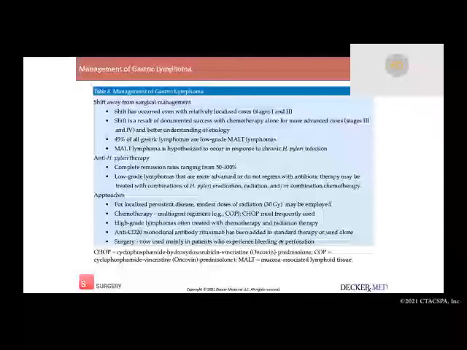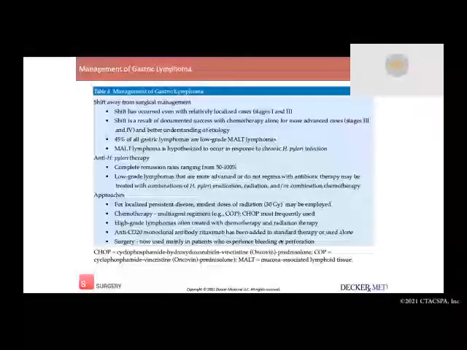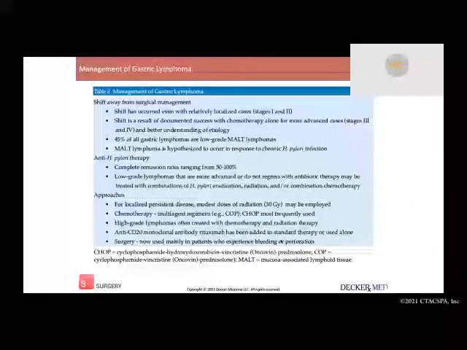The only time that you do surgery is if you have someone who's perforated or bleeding or in a palliative setting. So again, the things that they may ask you, right, H. pylori association, you're going to treat them. If that fails, the next line is going to be radiation and CHOP, okay?